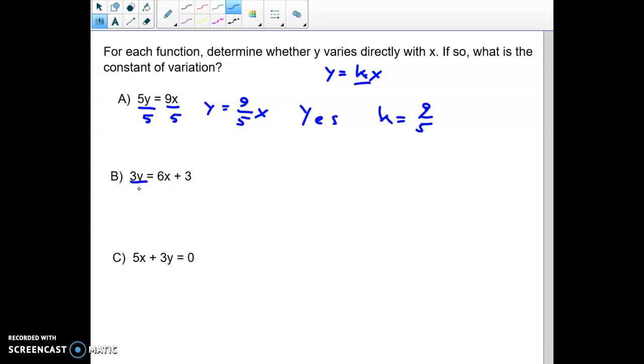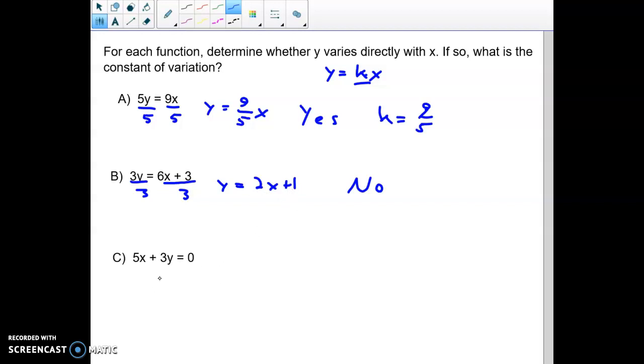Okay, and hopefully you came to the idea that if you divide by 3, you get y equals 2x plus 1, right? And then we'll see that that's not a direct variation because of this. The plus 1 part makes it so there's a y-intercept, not a direct variation.